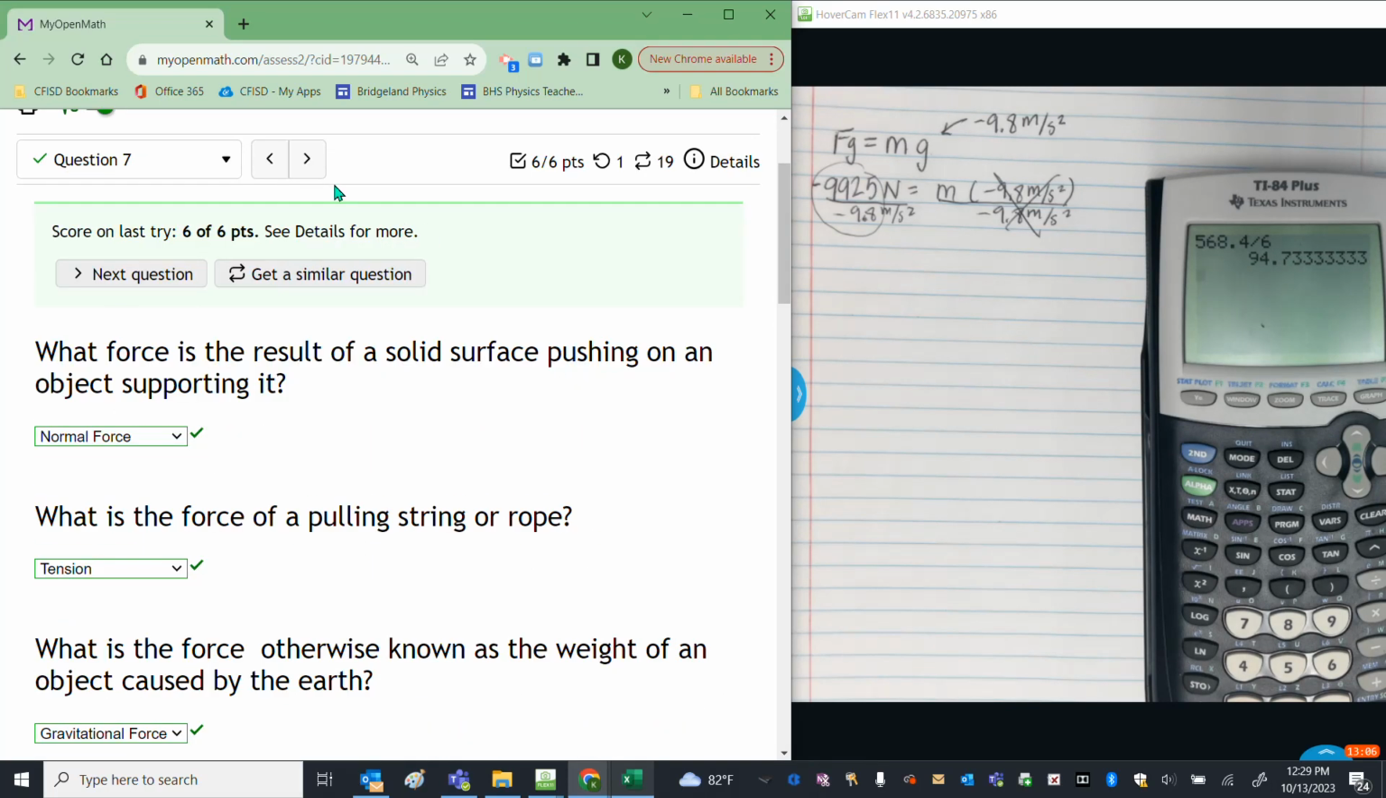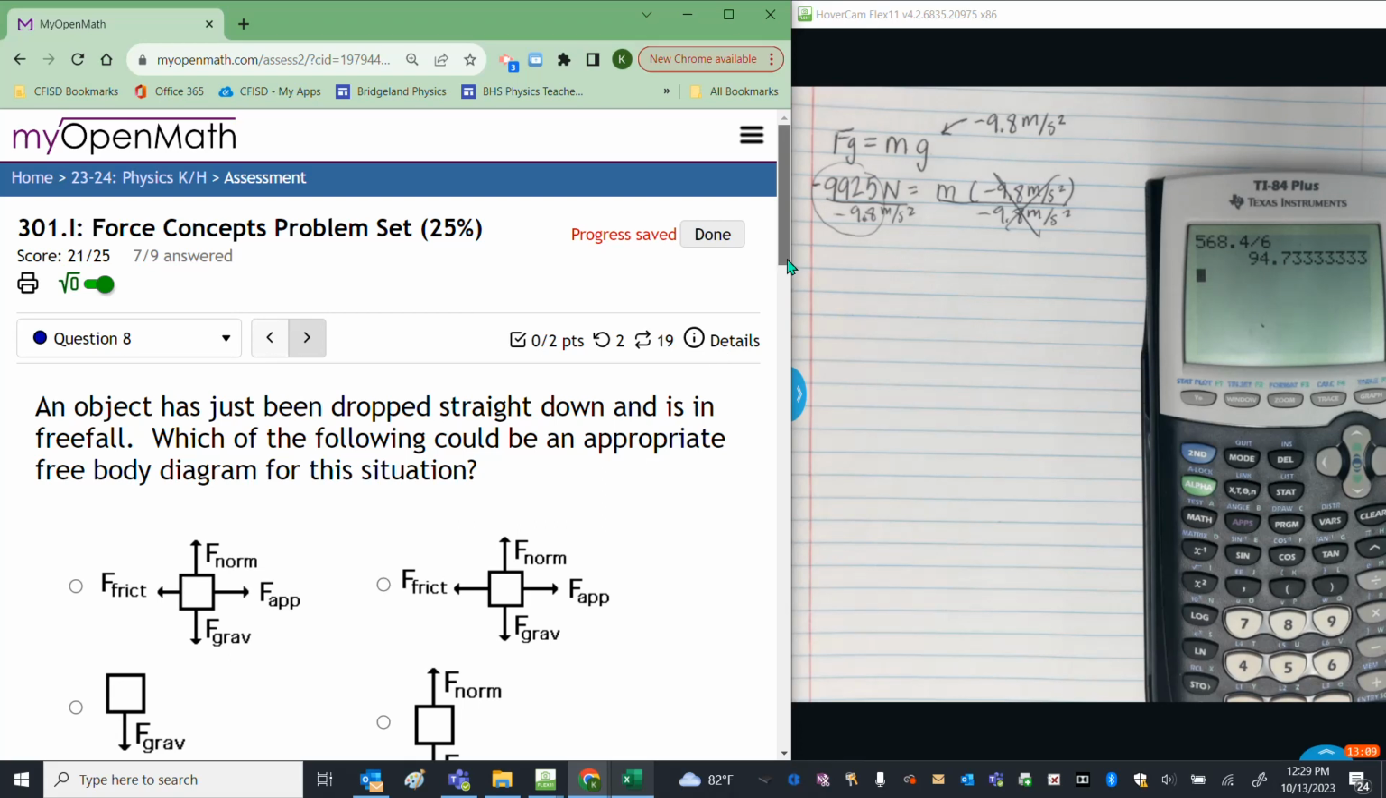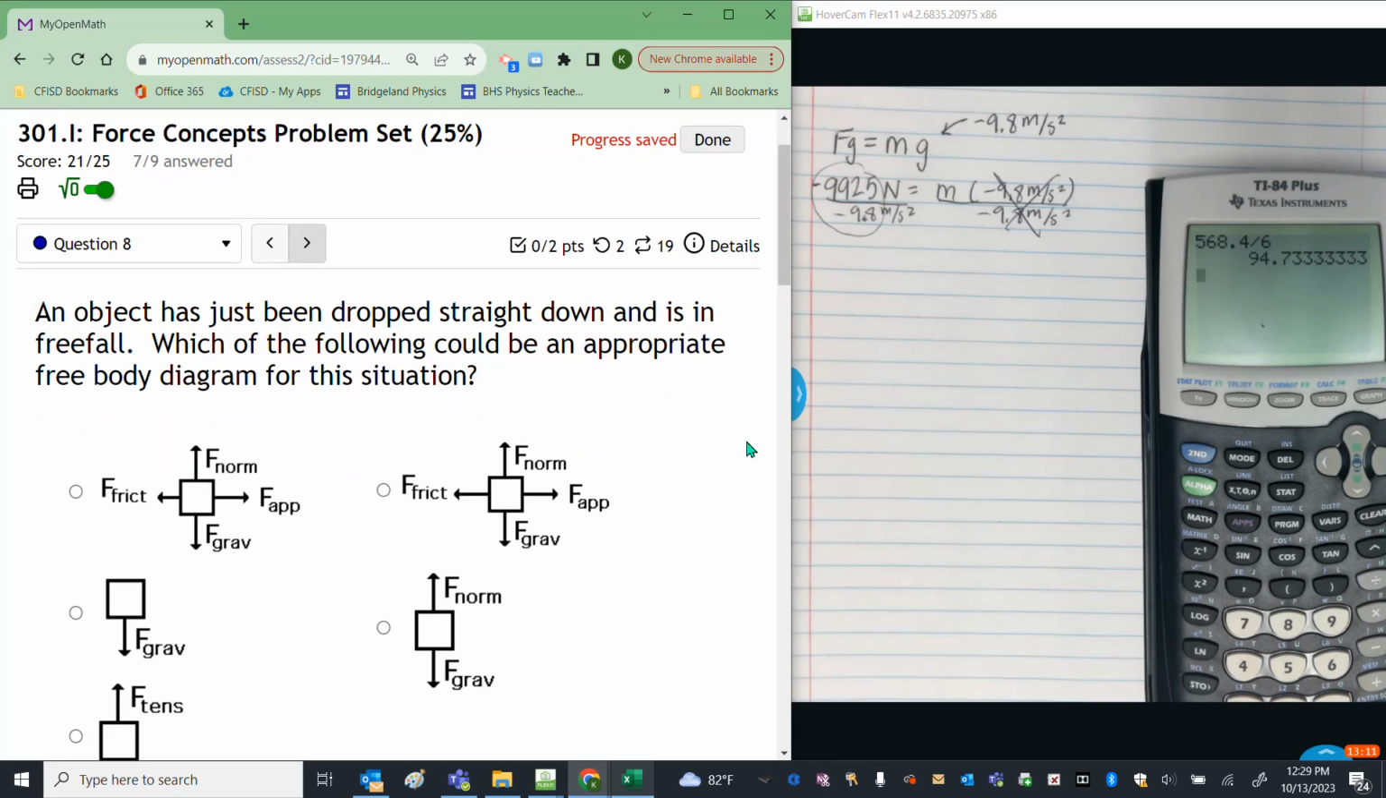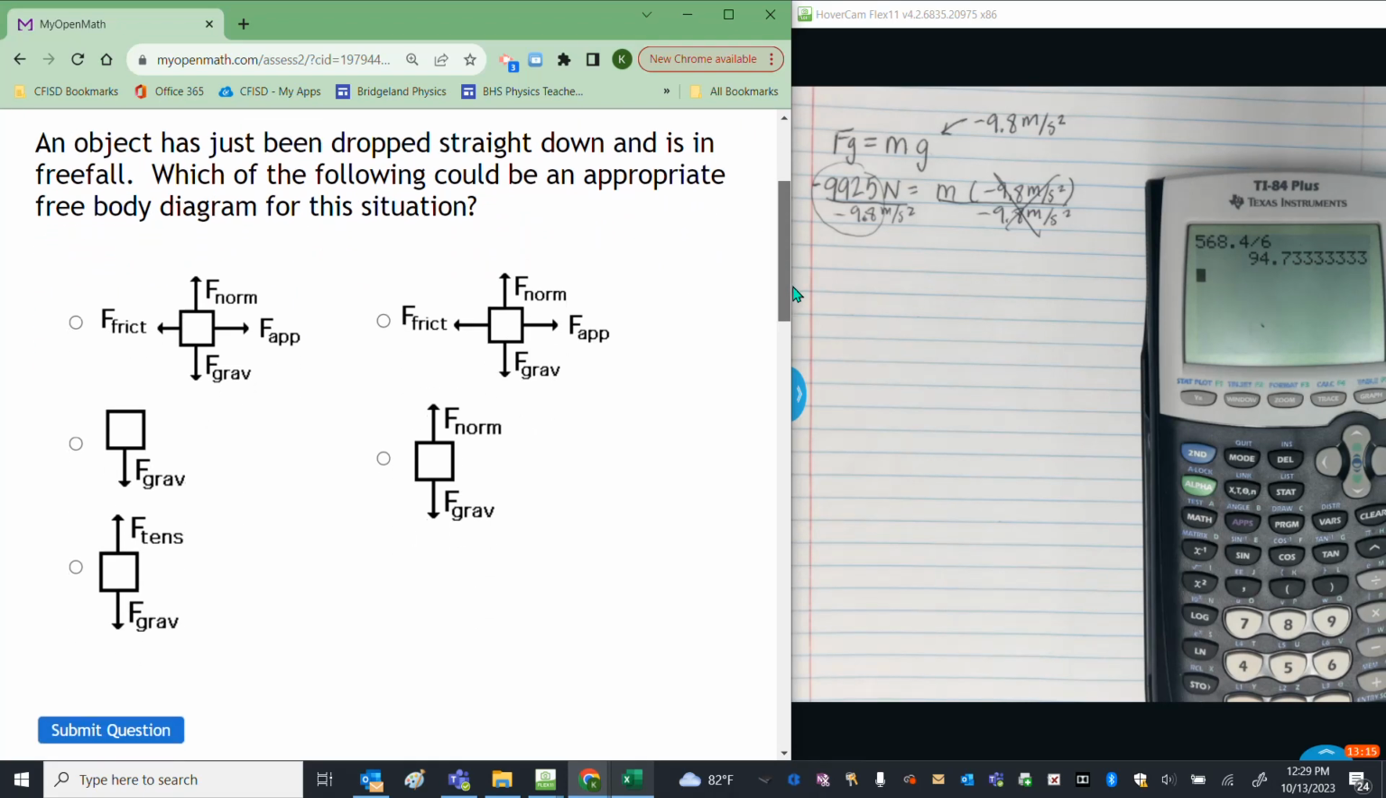All right, let's go ahead and look at question number 8. Question number 8 in 301.1 says an object has just been dropped straight down and is in free fall. Which of the following could be an appropriate free body diagram for this situation? We just did a unit on free fall. It was in our acceleration unit.